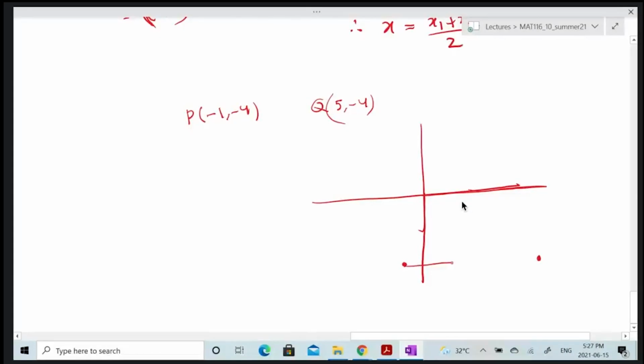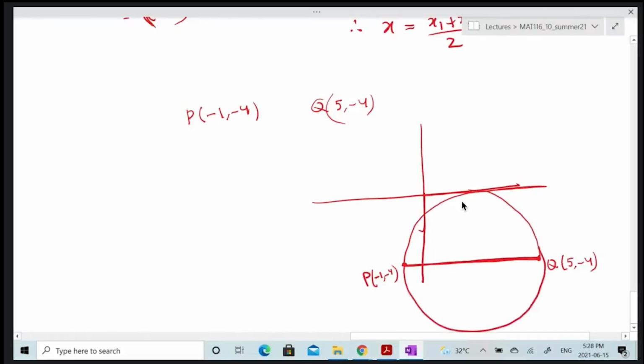So this is the diameter of the circle, and the 2 endpoints are given. This is P, which is (minus 1, minus 4), and this is Q, which is (5, minus 4). I'm very bad at drawing, but let's say tentatively this is the circle. The point is we need to find the center of it, and in order to find the center, there is no other way unless we find the midpoint. So can you tell me what the center should be?